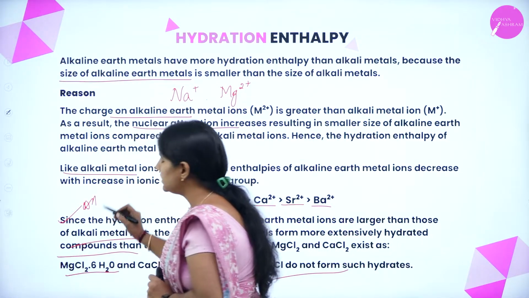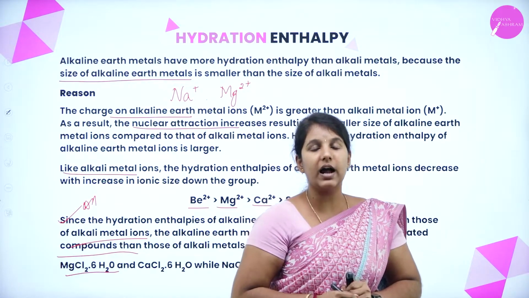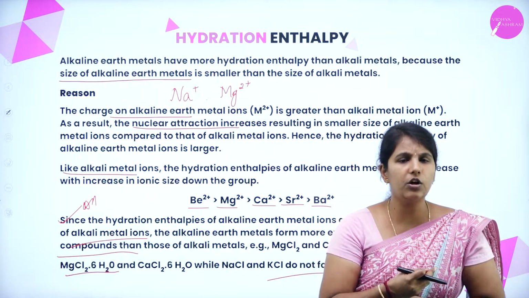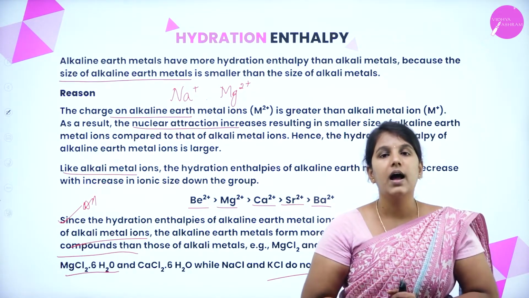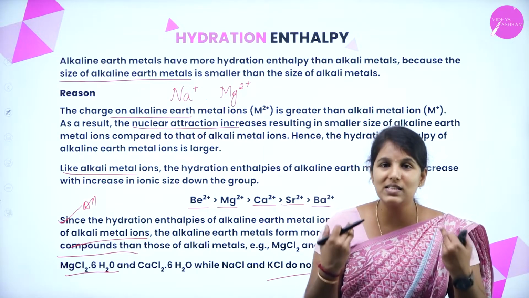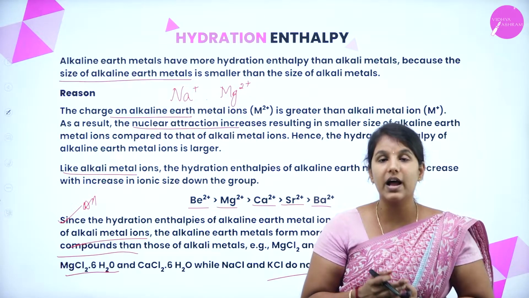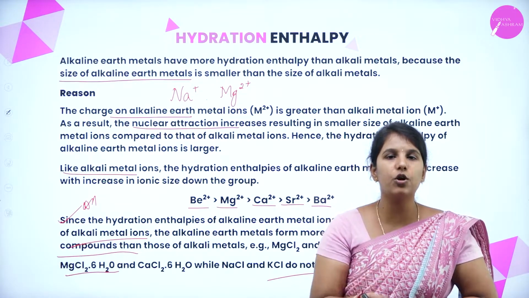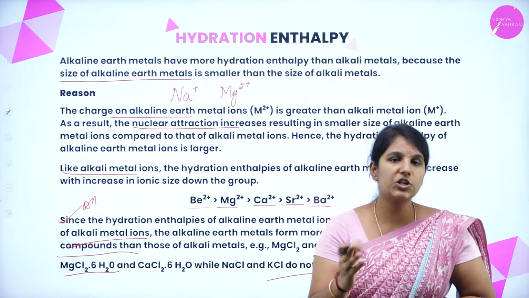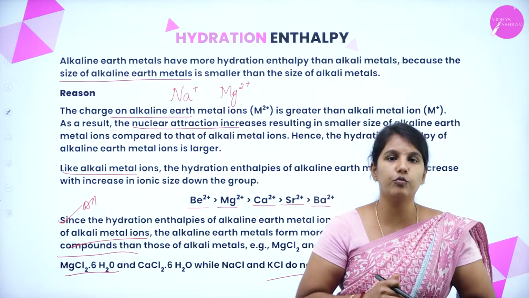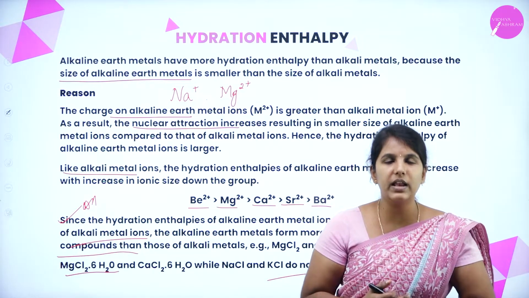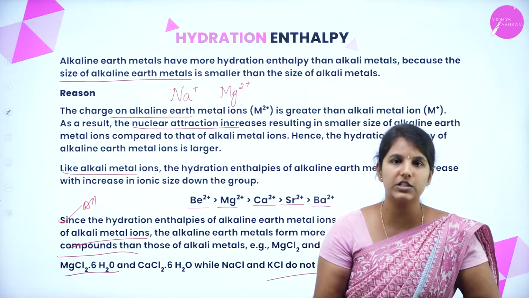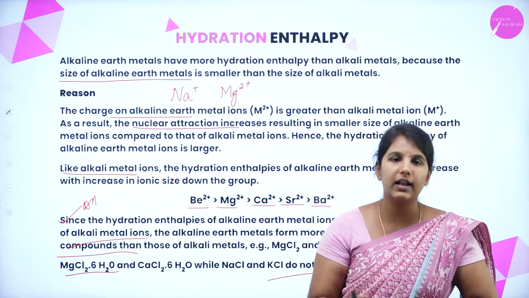So, what does it indicate here? The statement indicates that as we compare the alkali metals with the alkaline earth metals, because of the smaller size of the alkaline earth metals, they can easily lose electrons and form more hydrated compounds. The best example is magnesium chloride hexahydrate. Such a compound will not be formed in the case of group 1 elements. That is why at the beginning I stated that alkaline earth metals have more hydration energy as compared with the alkali metals.